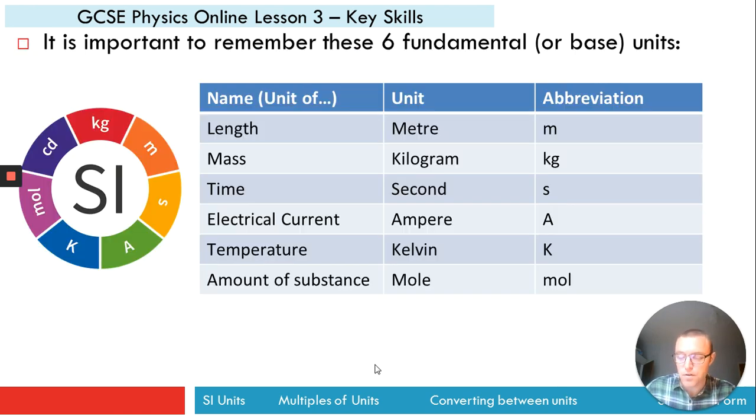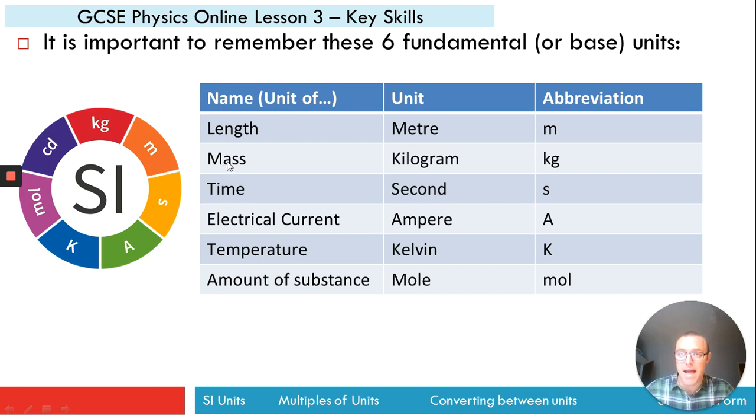Now, there are a few units which, unfortunately, we just have to learn. You will need them for science, both for chemistry, biology, and physics. You will also need many of these units in your normal daily life when you go on in life. So we've got the unit for length, or the quantity length. The unit is the meter. It's an abbreviation, and we have to learn all of these parts. The abbreviation is a lowercase m.